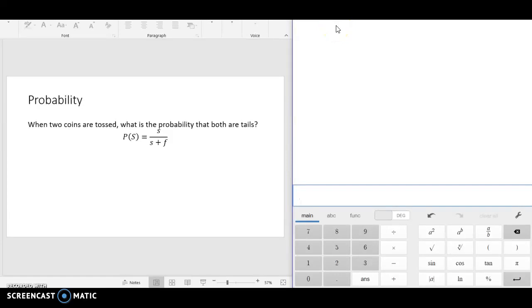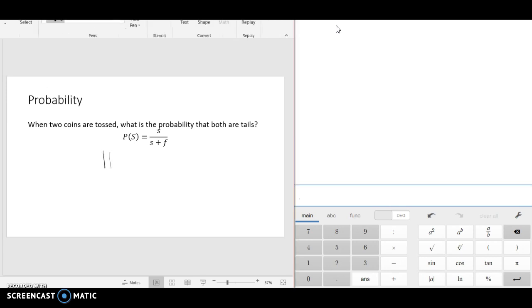When two coins are tossed, what is the probability that both are tails? So we have two coins. The first coin, you know your possibility is heads or tails. The second coin, we know the possibility is heads or tails.